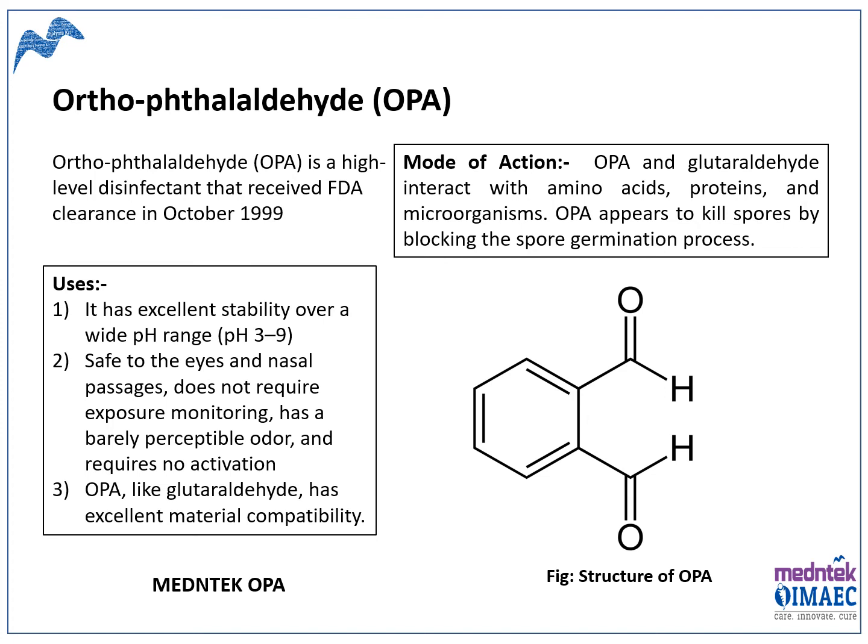So mode of action: OPA and glutaraldehyde interact the same way, because both are aldehyde groups, interacting with the amino acids and proteins in the microorganism. OPA appears to kill spores by blocking the spore germination process. Mostly OPA does not show sporicidal activity, but given time, like 3 hours or more, it is able to kill. But OPA has instant action with a small contact time; it is able to kill Mycobacterium tuberculosis and other bacteria and viruses.